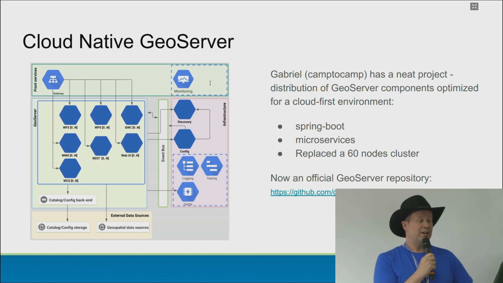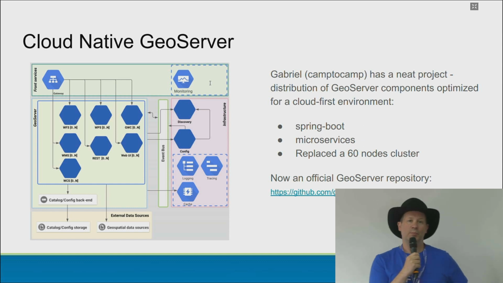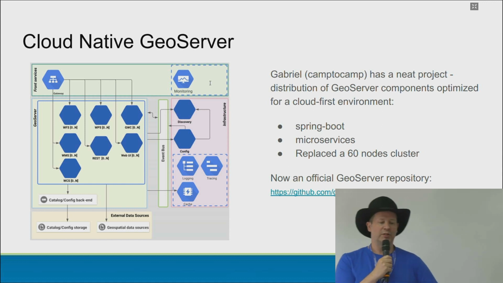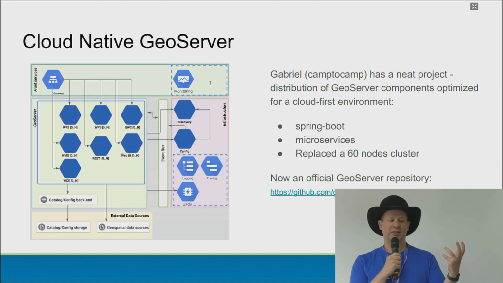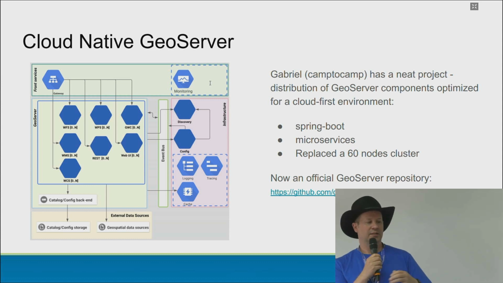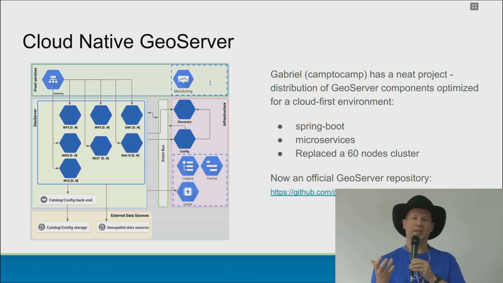An interesting project by our friends at Camp to Camp, and Gabriel, I don't know if he's here somewhere, there he is, a really neat project where they've taken the components of GeoServer and factored it out into a microservice kind of cloud-first environment, using technologies like Spring Boot and so on. And I think for this example, the initial customer replaced a 60-node GeoServer cluster with a single Cloud Native GeoServer setup. So it's neat to see the components of GeoServer remixed for other environments, and I wish Camp to Camp well. Look forward to working with them.